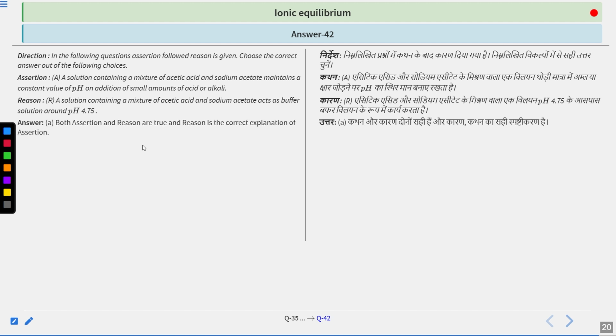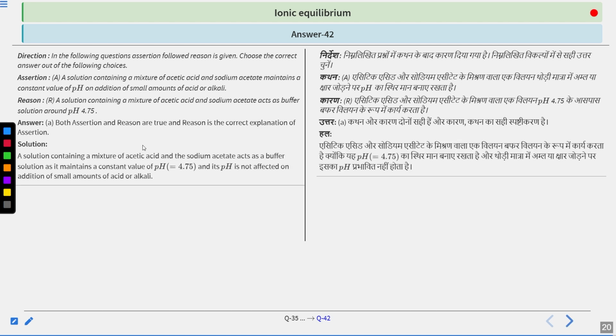The correct answer is option number A, that your assertion and reason both are true, and reason is the correct explanation of assertion. So if you are taking a weak acid and its salt, then this is acting as a buffer. So your weak acid is acetic acid and your salt is the sodium acetate, and it is acting as a buffer, and it is maintaining a pH of 4.75.